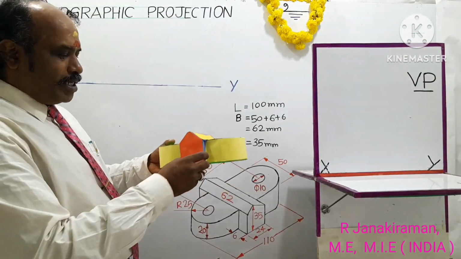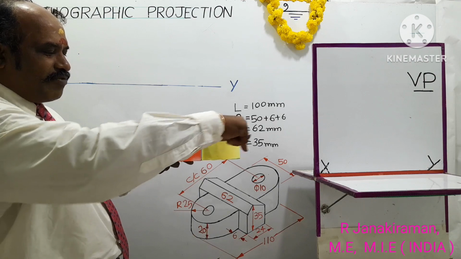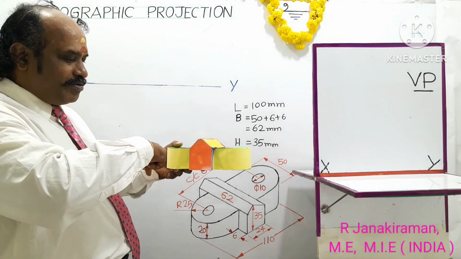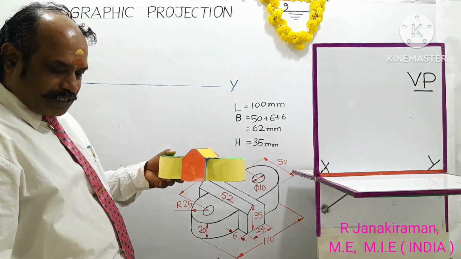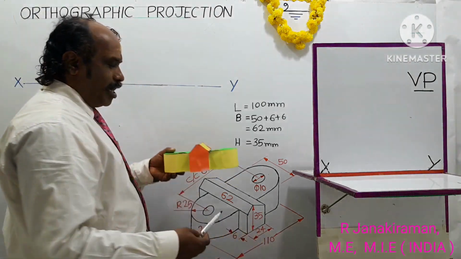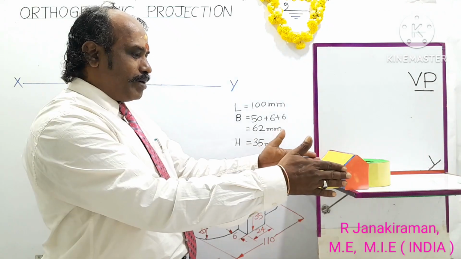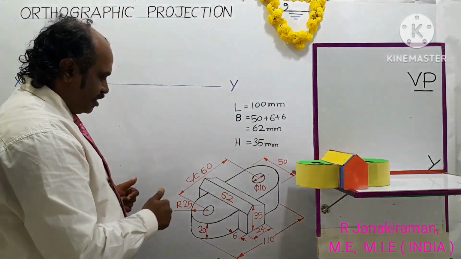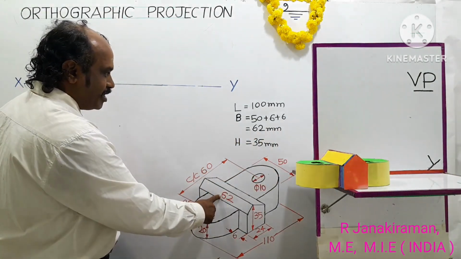Look onto this object. This will be the length of the object. The linear distance which has more length corresponds to the length of the object, given as 110 mm. And this corresponds to the breadth of the object, given as 62 mm.